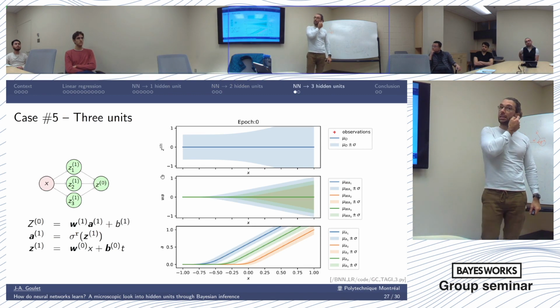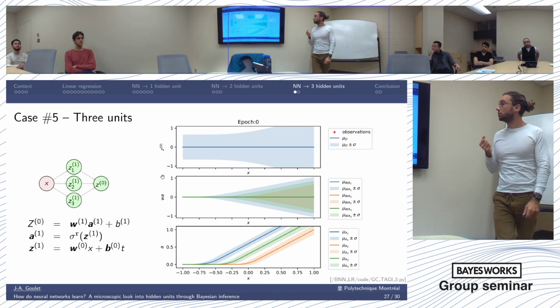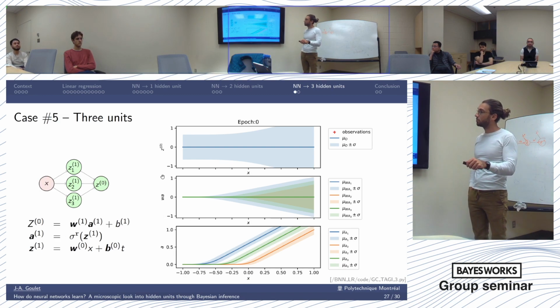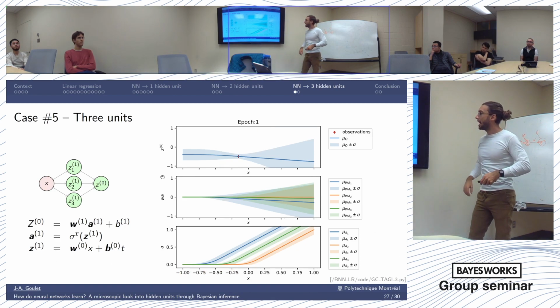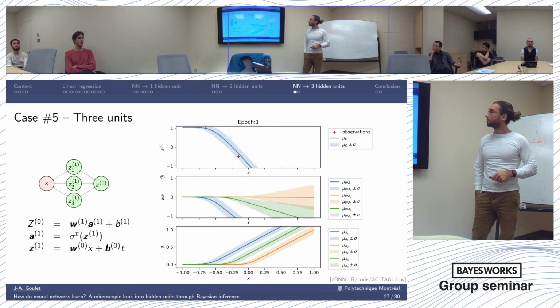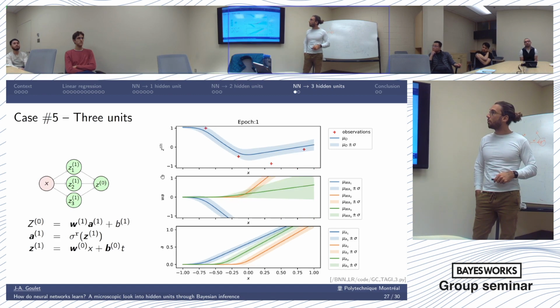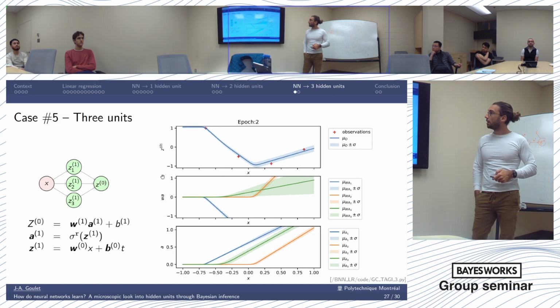Now the last thing we're going to look at is what if we extend this to 3 hidden units? So now we have the same problem as before, with 3 hidden units. I specified a prior to have all of them separated. We're going to look at epoch 1, with the same set of 4 data points. Epoch 1, not so bad. Epoch 2, okay, a little better.